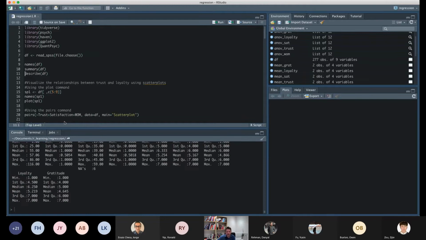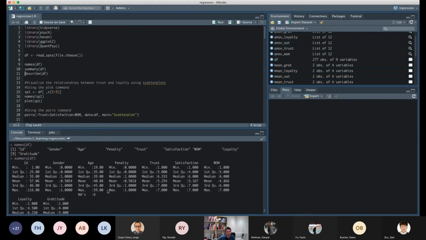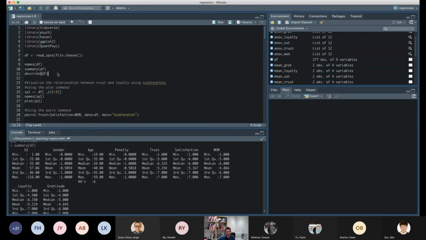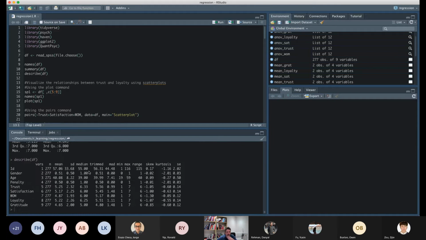You can have a look at some descriptives if you want to by using the summary and the describe function. I'll prefer the describe function. And you see here the mean values, mean age, for example, 40, and so on. But we will ignore that.